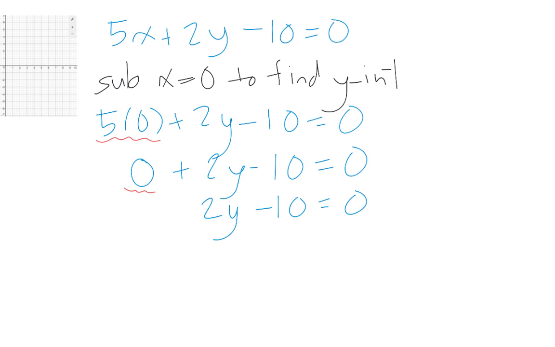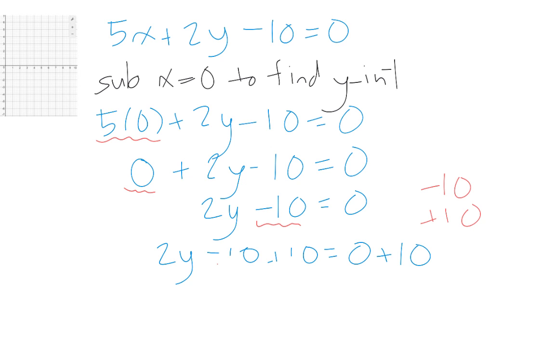We want to isolate y, but y is stuck with a coefficient of 2 and is stuck with a negative 10. Let's get rid of this negative 10. The opposite of negative 10 is plus 10. I'm going to plus 10 to both sides of the equation. 2y minus 10 plus 10 equals 0 plus 10. Let's simplify some of these numbers. Negative 10 plus 10 becomes 0. The 2y stays the same. 0 plus 10 is 10.